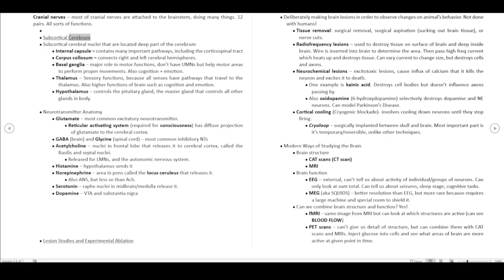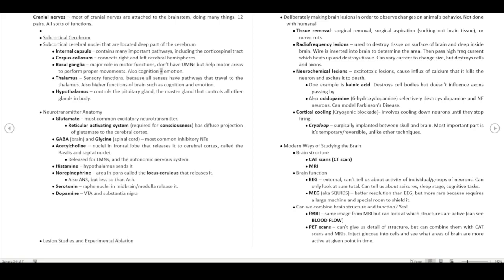Subcortical cerebrum. Subcortical cerebral nuclei are located in the deep part of the cerebrum. The internal capsule contains many important pathways, including the corticospinal tract. The corpus callosum connects the right and left cerebral hemispheres. Basal ganglia have a major role in motor functions. They don't have UMNs, but help motor areas to perform proper movements.